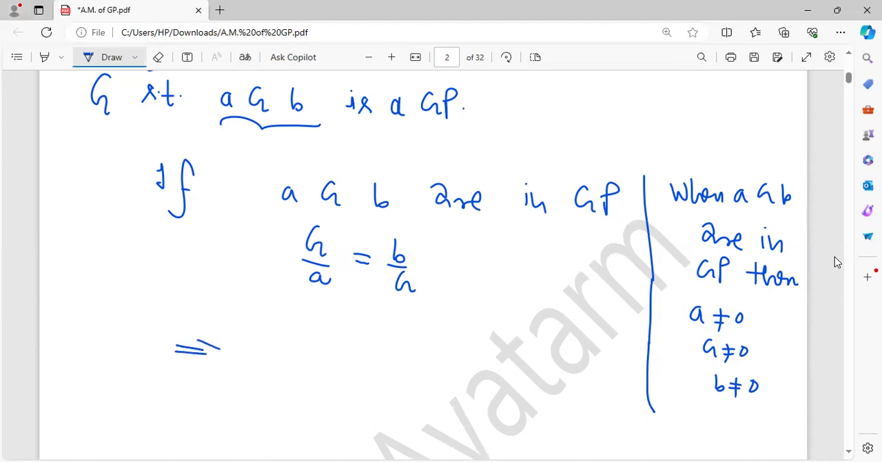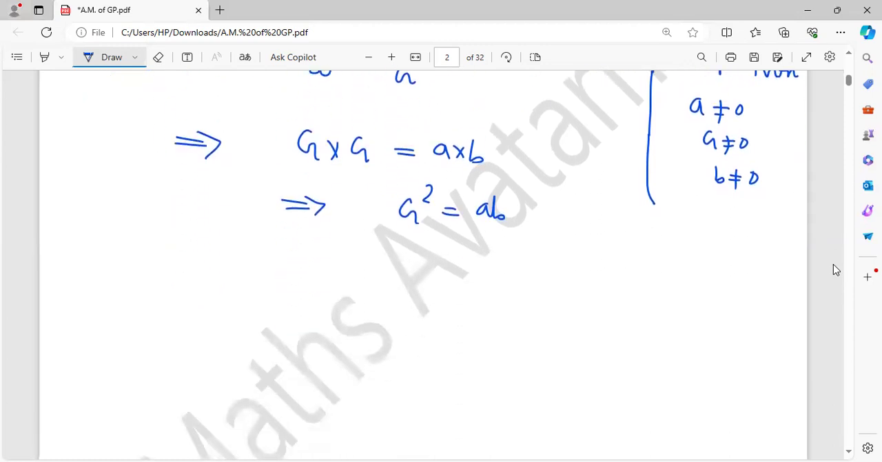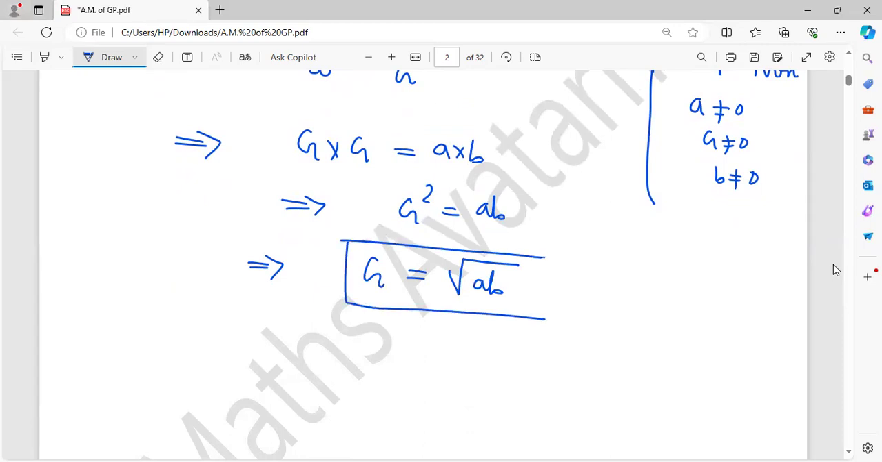So what does it mean? It means G into G is equal to A into B. This implies G square is equal to AB. So this implies G is equal to under root AB. So geometric mean is given by this.